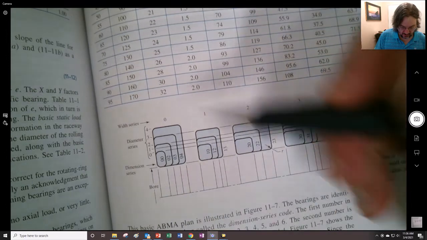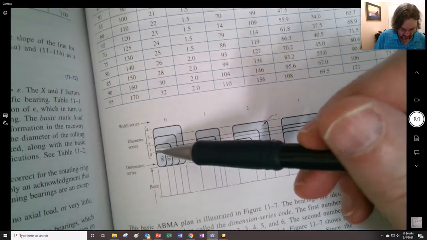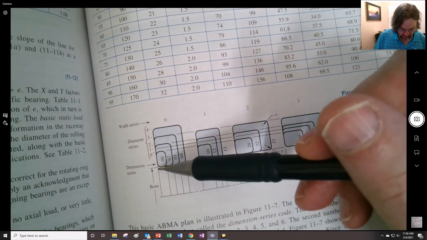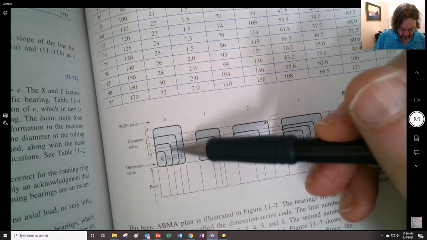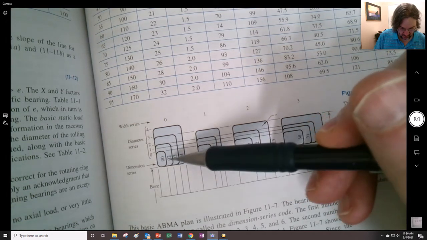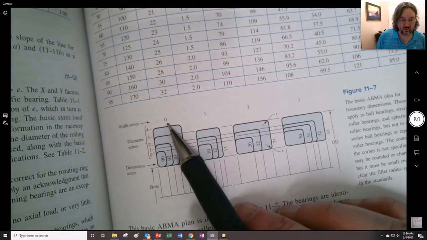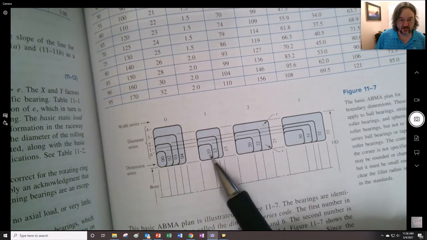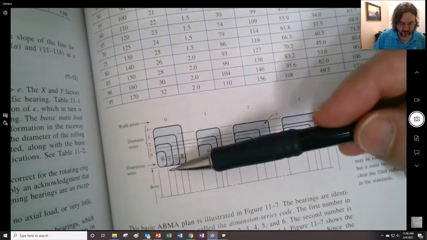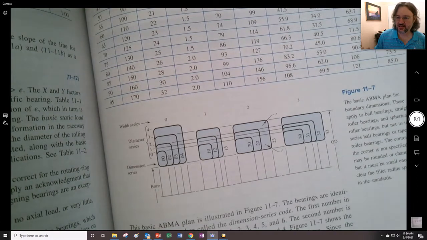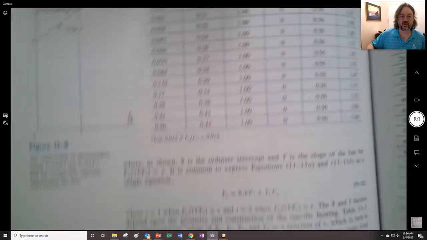See these proportions right there: here's the bore compared to the outer diameter compared to the thickness. So here's a 0 width series, and here's a 1 width series. You can see that the width changes, but also the proportions. It's because you've got to fit it into a machine, so they classify them there.